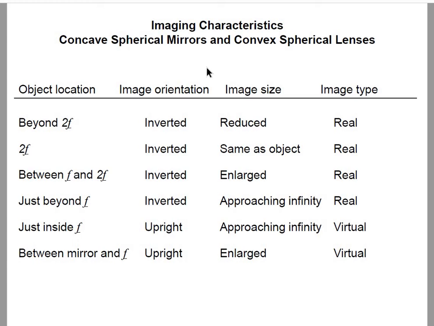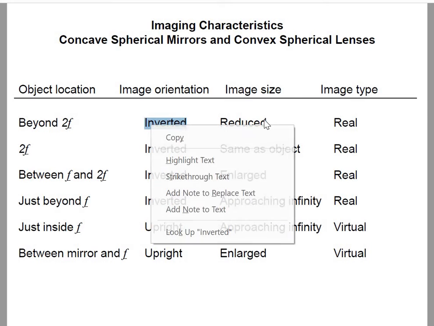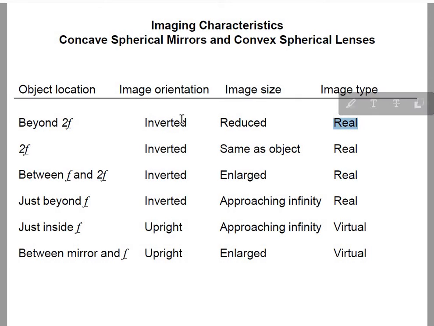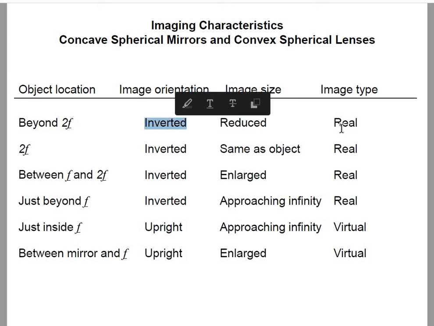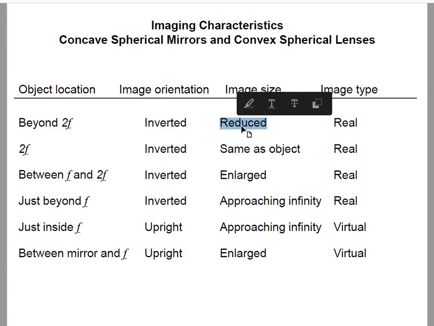Because look at how they work. Mirrors reflect light, lenses transmit light. So everything's kind of backwards, if you will, but all the rules are the same. So basically, here's how this works. If the object location is beyond twice the focal length, you're going to get an inverted real image. The first time we've seen a real image here. And if an image is real, it's always inverted, always true. And it's going to be reduced. The magnification is going to be less than 1.